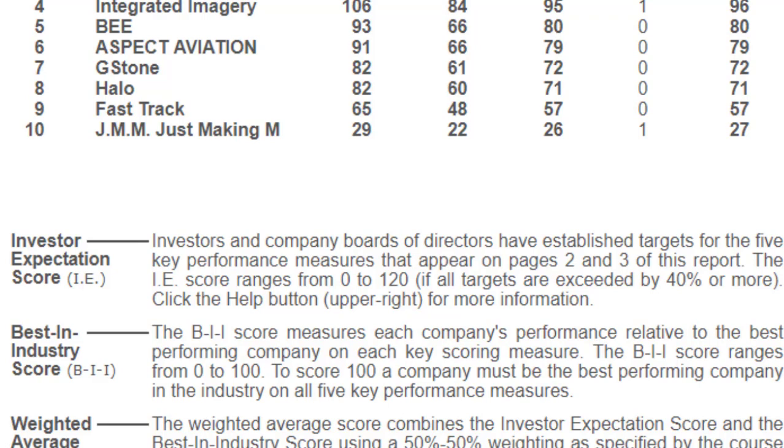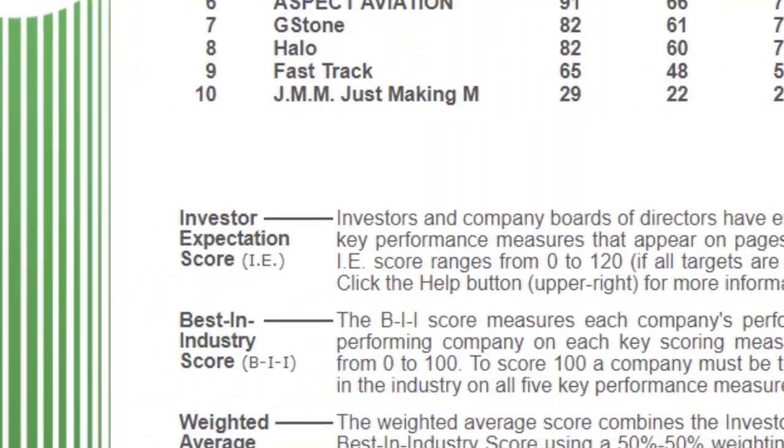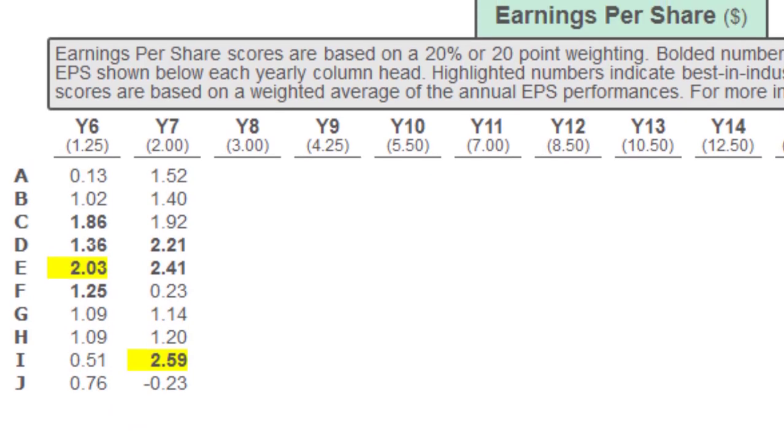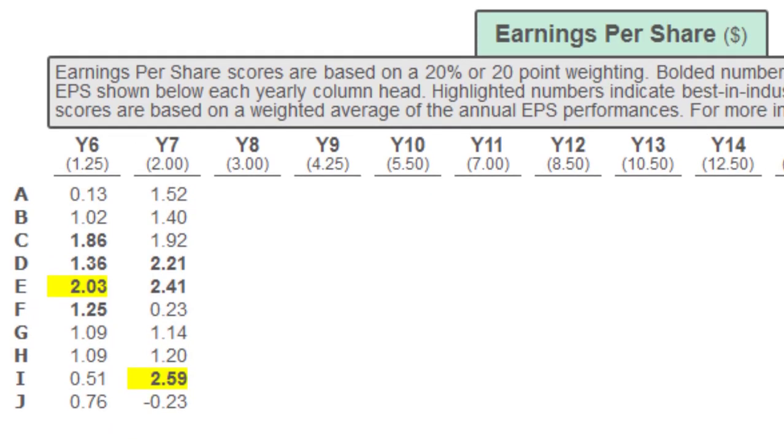So now if we dig a little bit deeper, if we look at earnings per share and return on equity and stock price, earnings per share for year 7 was company I. Then again, not surprising, they had the biggest jump in year 7. They were best in industry. But as you can see, only 2 other teams even met expectations, which was D and E.